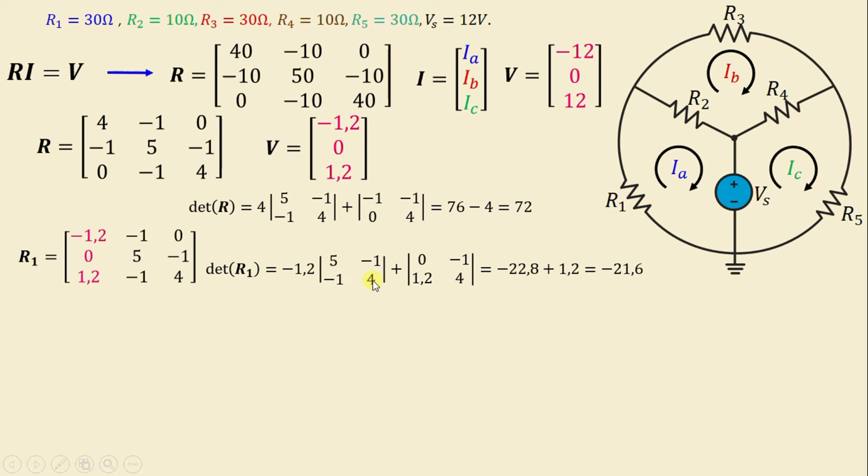5 multiplying by 4 minus negative 1 multiplying by negative 1, all multiplying by negative 1.2, we have negative 22.8, plus 0 multiplied by 4 minus 1.2 multiplying by negative 1, we have 1.2, is equal to negative 21.6.